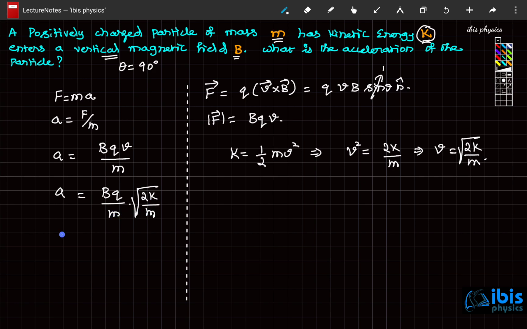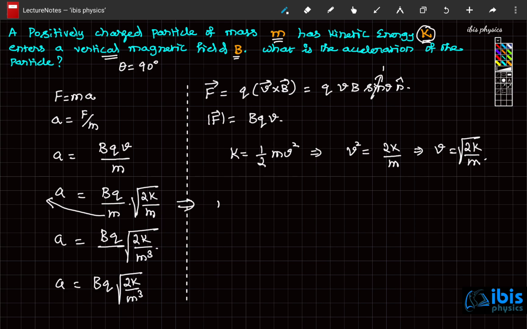When you bring this mass inside, the acceleration is BQ by m into, instead of writing mass m here, I'll take this inside, 2K by m cube. So there are two things to it. The acceleration is BQ root over 2K by m cube, and another thing: if you cross multiply mass here, what you get is ma equal to BQ into root over 2K by m. That means the force acting on the charged particle is this.